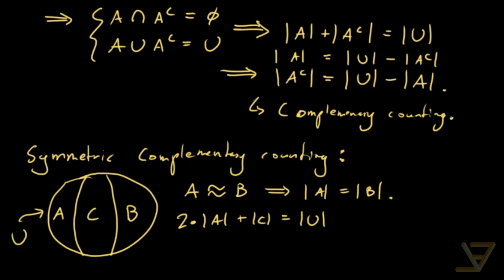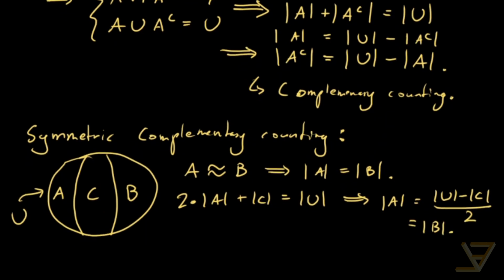So this whole thing is a universal set. And that means that you can find the cardinality of A as the cardinality of U minus the cardinality of C, divided by 2. And that also equals the cardinality of B. So this is just a common trick that I wanted to show you because it does come up fairly frequently.